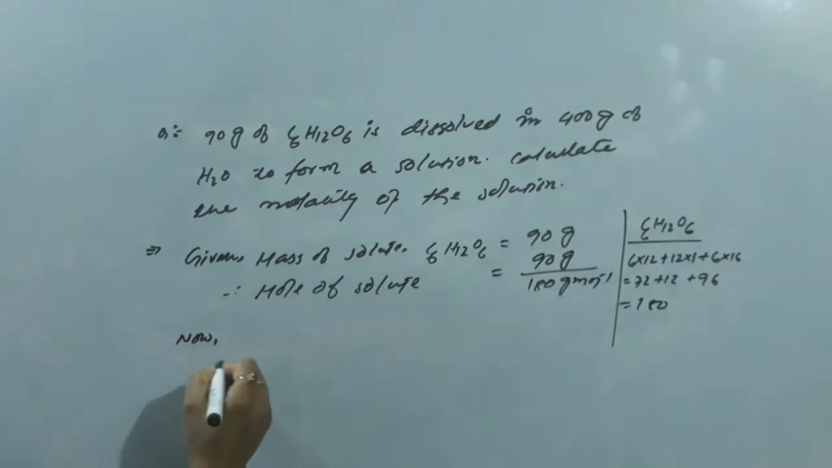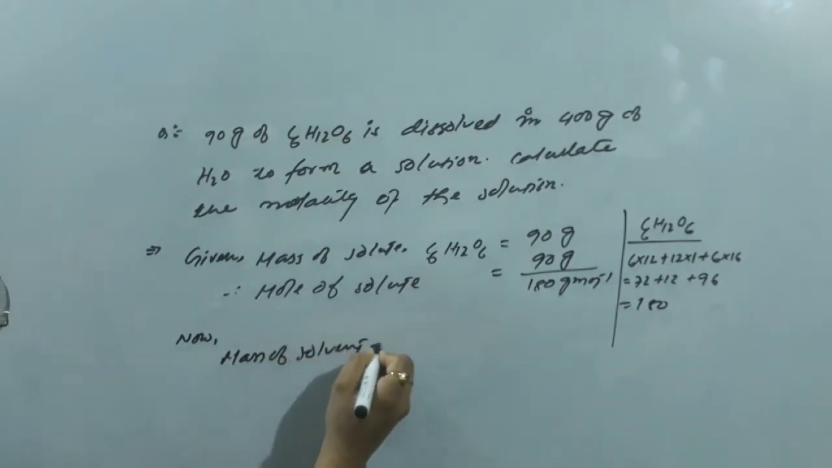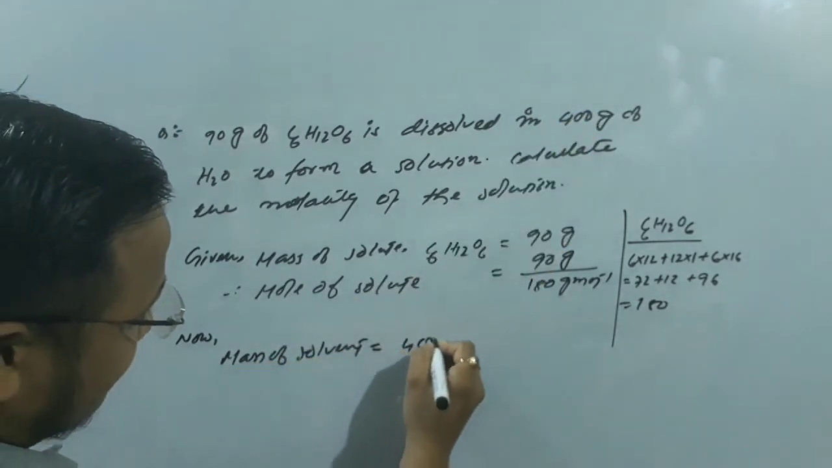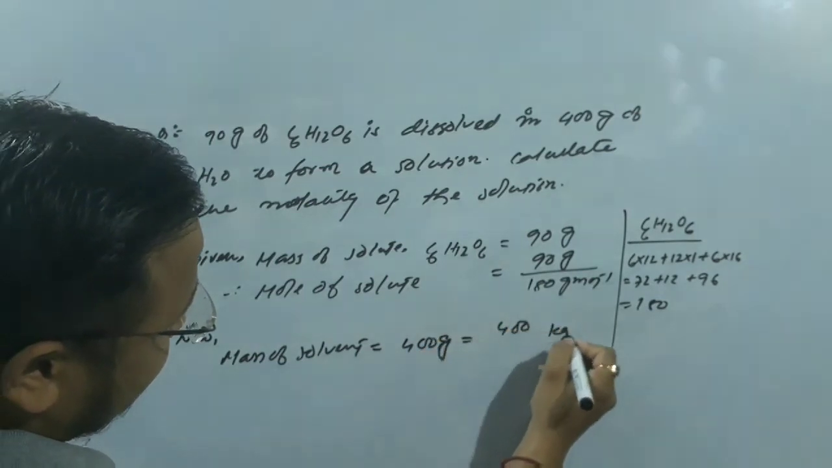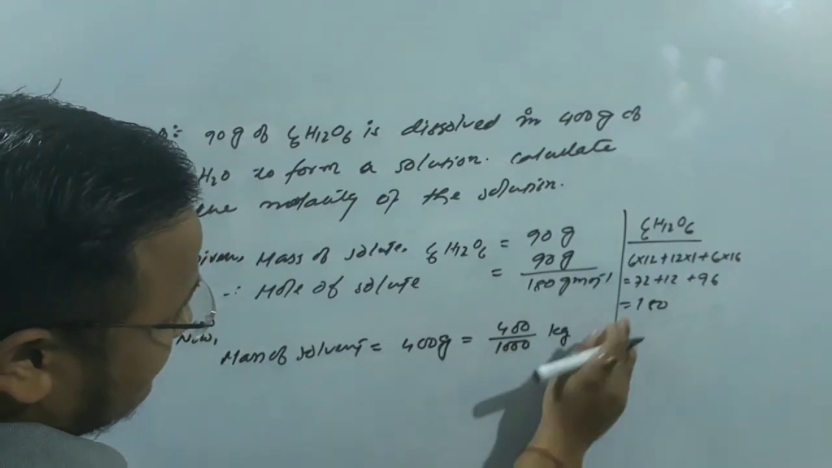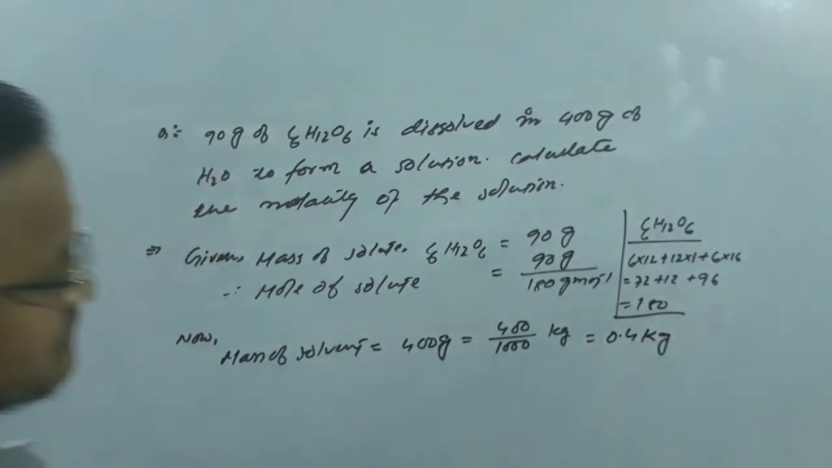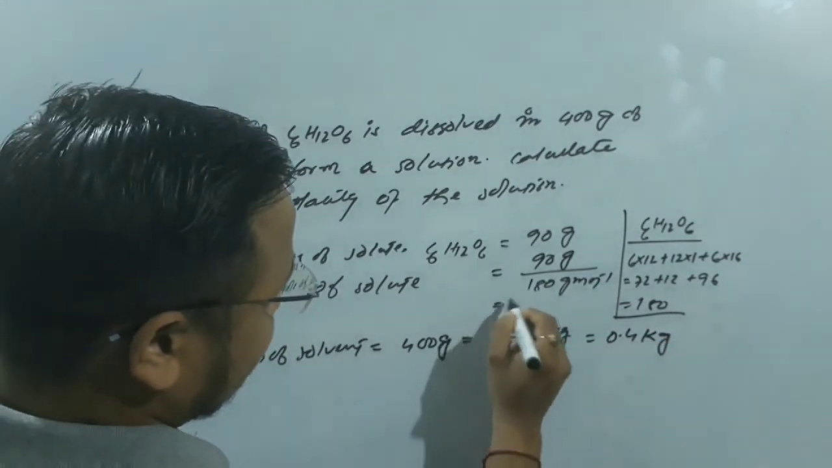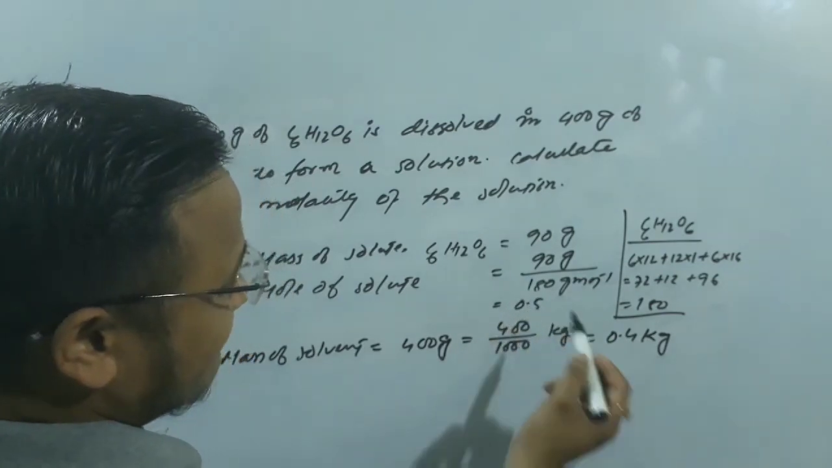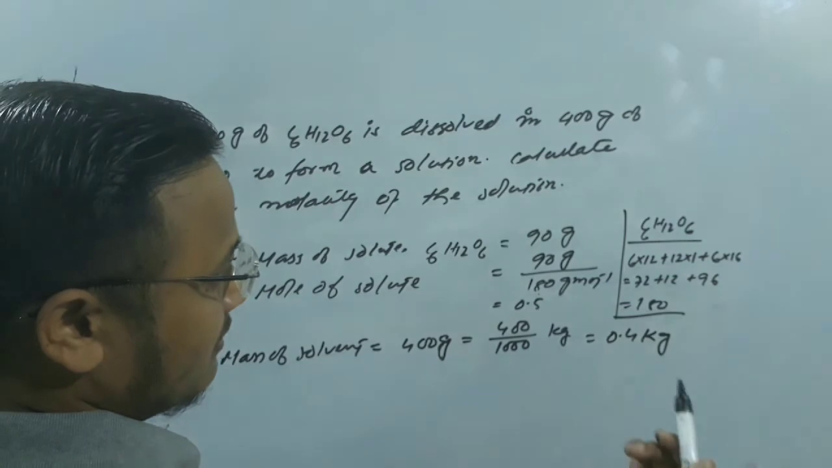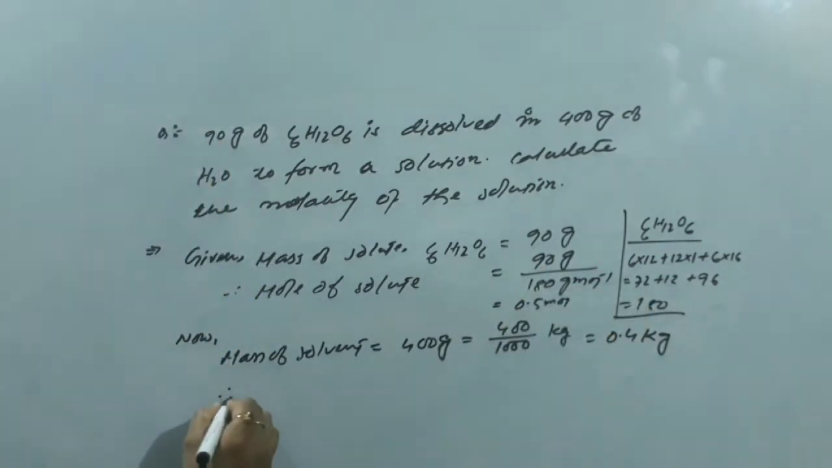Now the mass of solvent. It is given in gram units, so we are supposed to convert it into kilograms. We will divide it by 1000, so it becomes 0.4 kg. Sorry guys, I forgot to do this earlier: 90 by 180 means 0.5. Think about it: if 180 means 1 mole, then 90 is obviously half a mole.